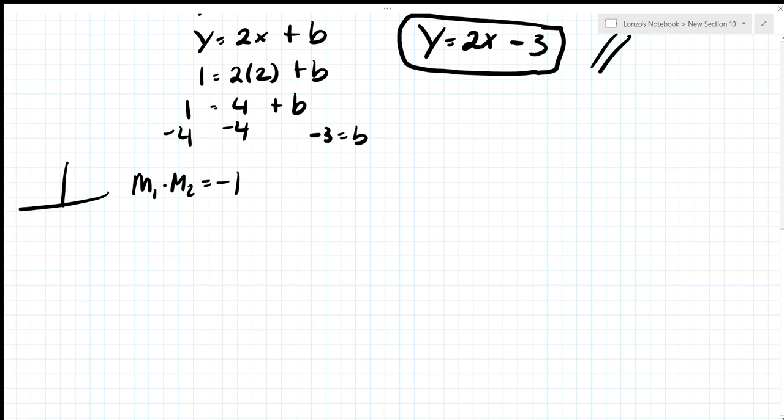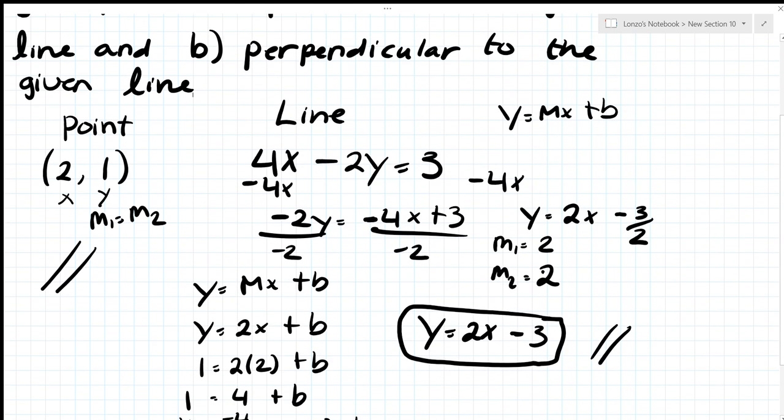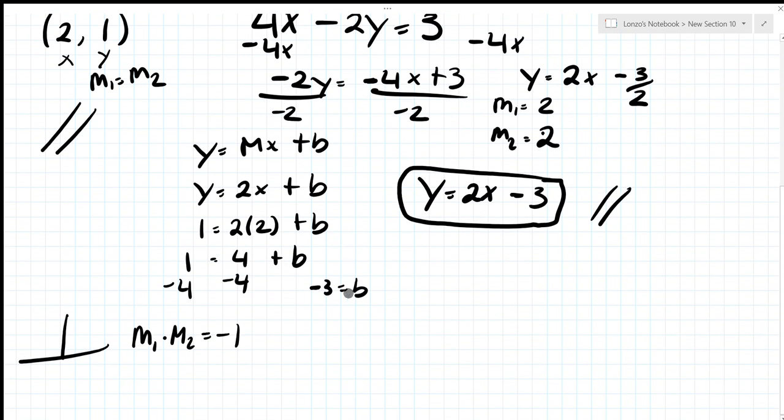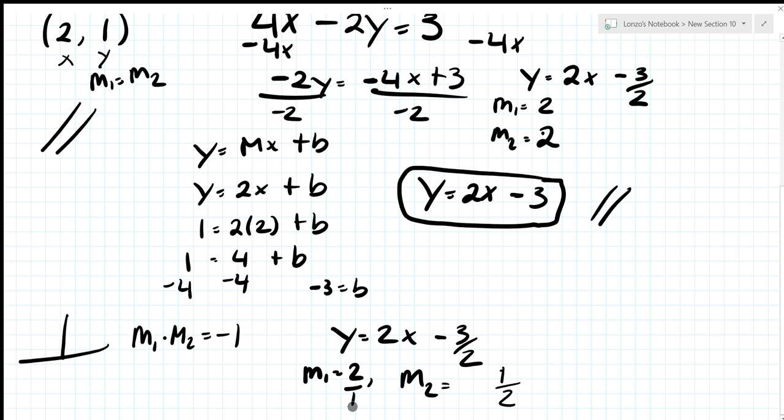Remember, let's go back to this graph. y equals 2x minus 3/2. Remember, we know our m is 2. So what would be the slope that's perpendicular to this one? m2 must be the reciprocal of this one. What is the reciprocal of 2? 1/2, right? You just flip the denominator and numerator, so it's going to be 1/2. Did you see what I did? I just flipped this to get 1/2 and then added a negative. So m2 is negative 1/2.